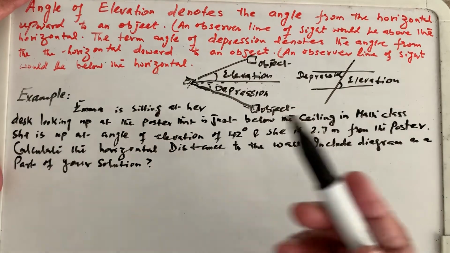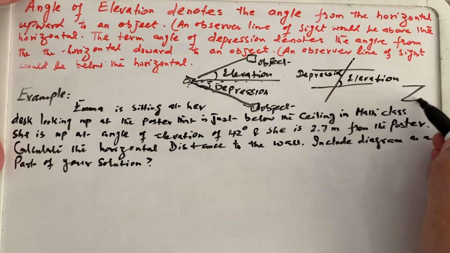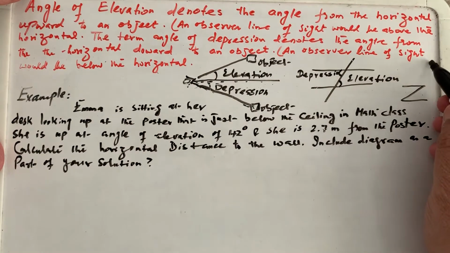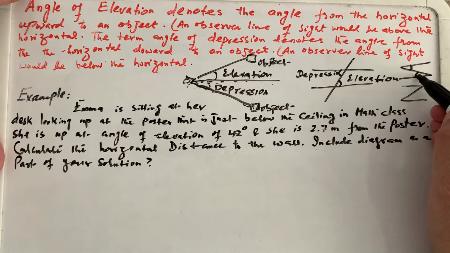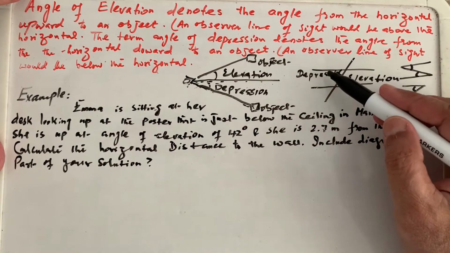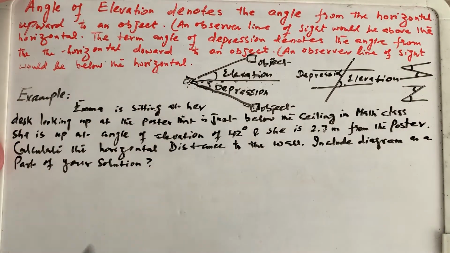So here is another example. We also saw last time a Z, a reverse Z or a single Z. Either way, it was angle of elevation and angle of depression, angle of elevation, angle of depression. We did one example on this. Another example can be like this: angle of depression, angle of elevation. In either way, the definition holds good. Angle of elevation denotes the angle from the horizontal upward to an object.